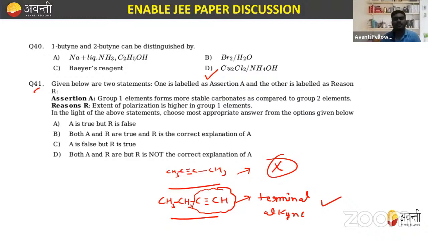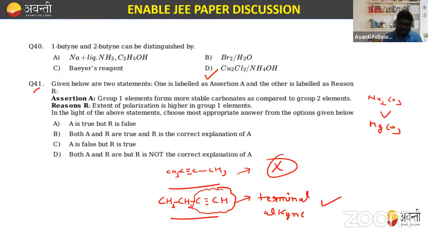Okay, so what is the assertion? Group 1 elements form more stable carbonates as compared to group 2 elements. Whether it is correct? Group 1 elements form more stable carbonates. They are saying Na2CO3 is much more stable as compared to MgCO3. So they are saying that group 1 elements form much more stable carbonates as compared to group 2 elements.